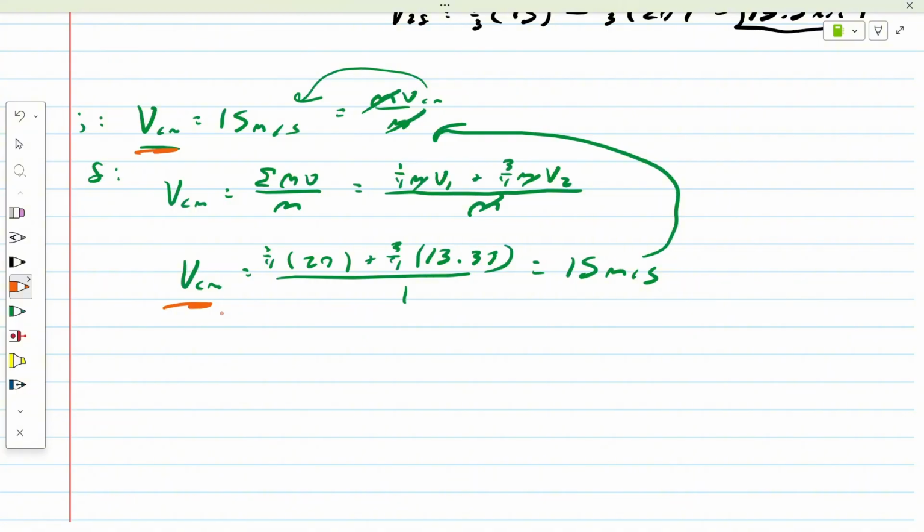Okay, so that's all I got for this video. Make sure to watch the next one where we go over different types of collisions and how we can use conservation of momentum, and when the energy is conserved during those collisions.